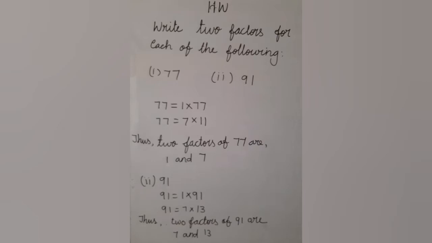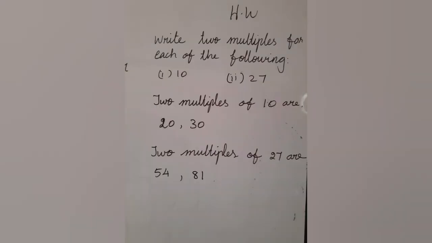Now, write two multiples for each of the following. First one 10, second one 27. What are the multiples of 10? 10, 20, 30, 40, 50, etc. We need only two multiples, so we can take any two multiples, 20 and 30, or other numbers, 40, 50, 60, etc. Then, two multiples of 27 are 54 and 81. We can write any other multiples of 27 also.